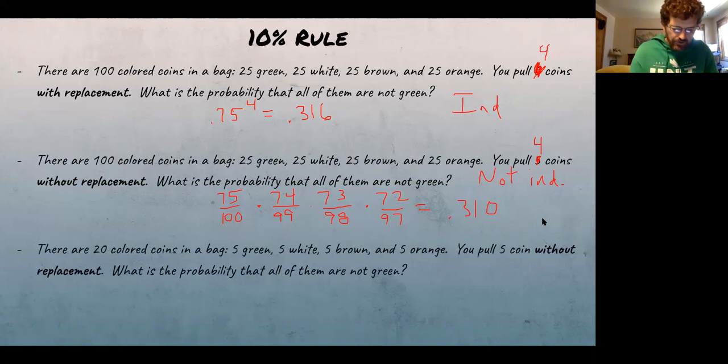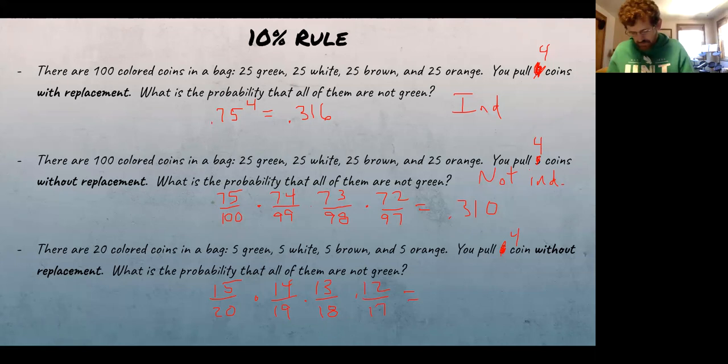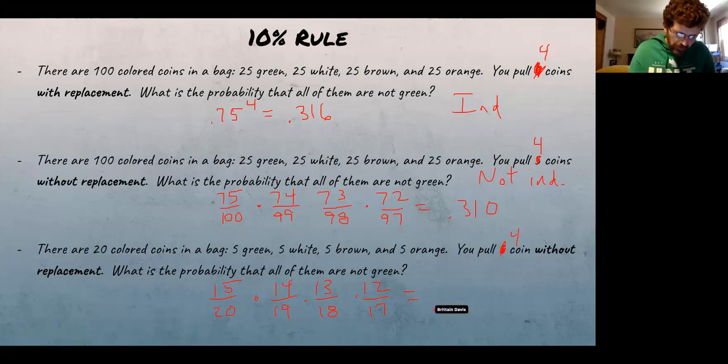But now let's say we've only got 20 coins in the bag, and it's split still evenly between the 4 colors. And this is going to be a coin pulled without replacement. So now I go from, again, not green. There's 15 out of these 20 tokens that are not green. But then the next time around, there's only 14 out of 19. Next time around, there's only 13 out of 18. And then the next time around, there's only 12 out of 17. All right, so we can do that math real quick. And I got 0.282 when I did that. So not independent here either.